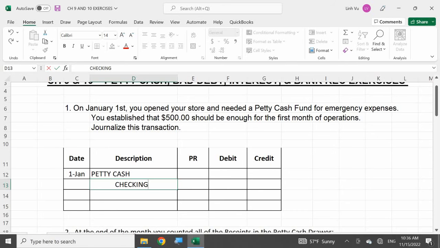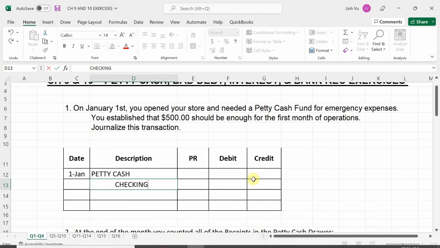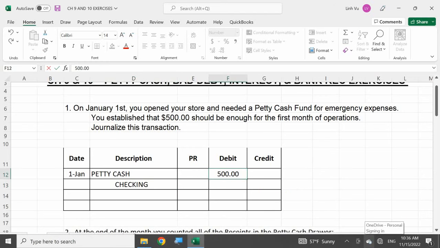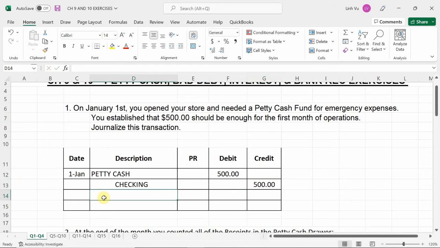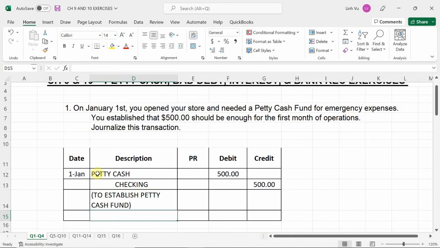You need exactly $500. And where are you going to get the $500 from? You're going to go one way or the other: write a check and have someone cash it out and put the money into the petty cash drawer, or go to the bank, withdraw that money, and put it into the cash drawer. And it's going to be for $500. So in our notes, we're going to put: to establish petty cash fund.